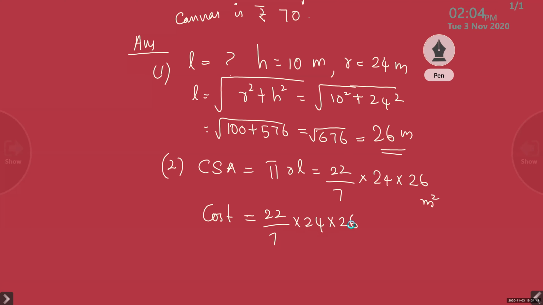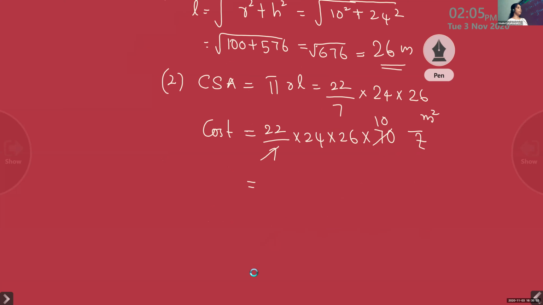70. So this area into 70, right? This much rupees. Now will you see if any number you can cancel? 7 and 70. And now it will be very easy to find the answer. Clear, children? Some problems you can do like this also. At last you do the multiplication. Sometimes there will be some numbers to cancel. Okay, and find the answer fast.